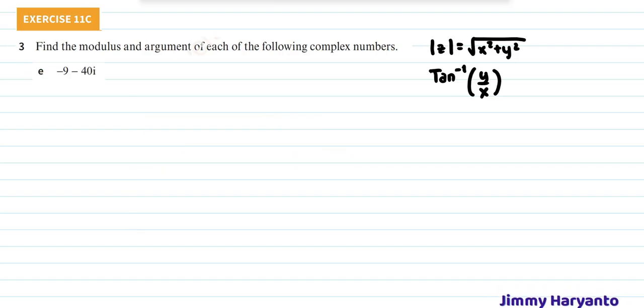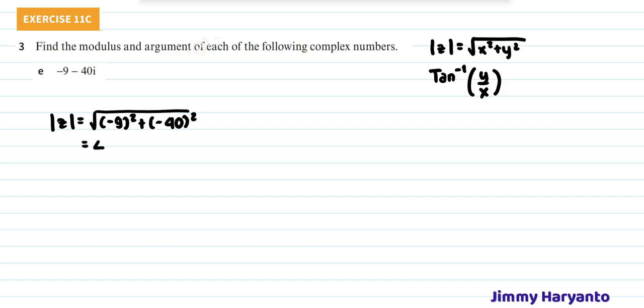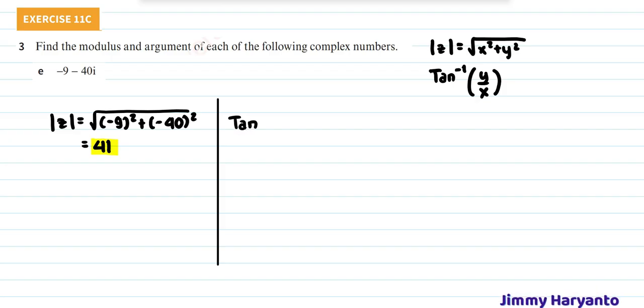Next is 3e. For 3e, let's find the modulus first using the formula. So the modulus of z equals the square root of negative 9 squared plus negative 40 squared. I guess this one is 41 if I'm not mistaken. Let's hope that I'm correct. And then the argument is tan inverse of y over x. Remember, do not put the negative sign. So you have 40 over 9, and tan inverse 40 over 9 is 1.35. So this is the basic angle.